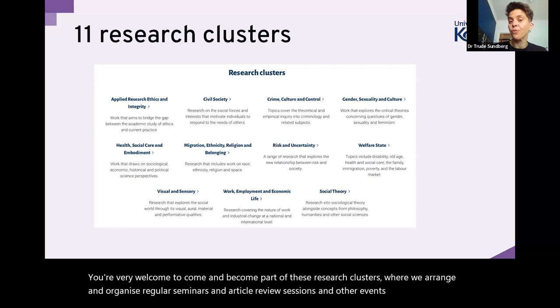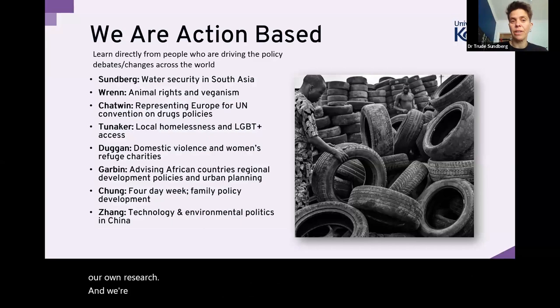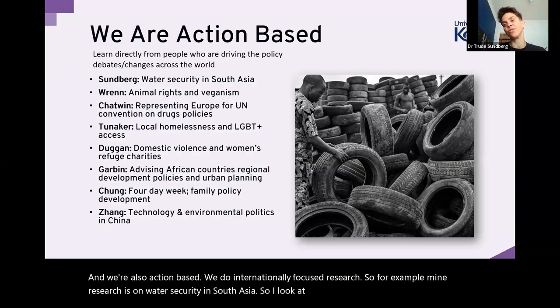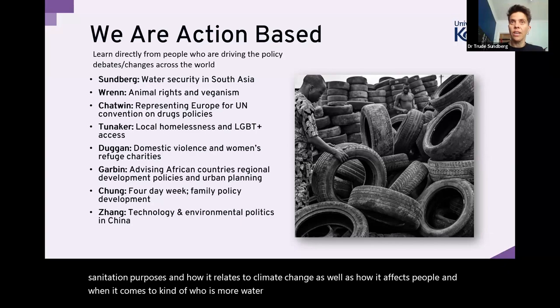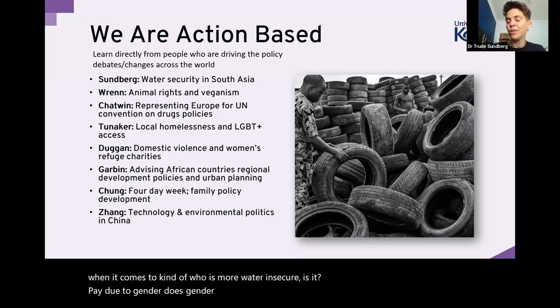We're also action-based. We do internationally focused research. So for example, my research is on water security in South Asia. So I look at the access to water for drinking, hygiene, and sanitation purposes, and how it relates to climate change, as well as how it affects people when it comes to who is more water insecure. Is it due to gender? Does gender explain who is insecure when it comes to water? Is it race? Is it ethnicity? Is it poverty? What influences this?